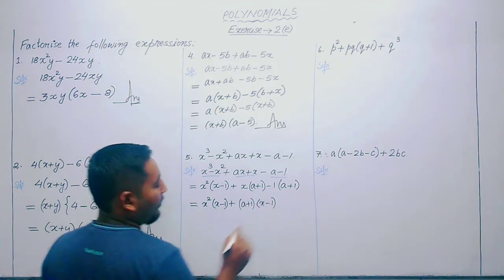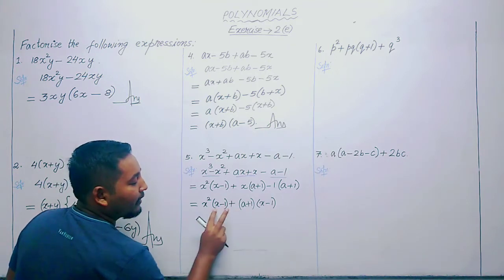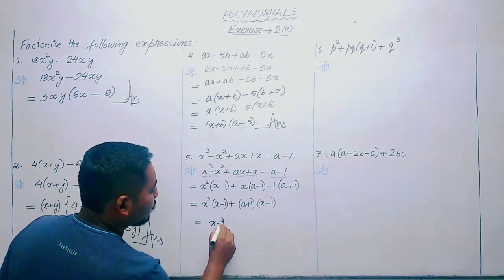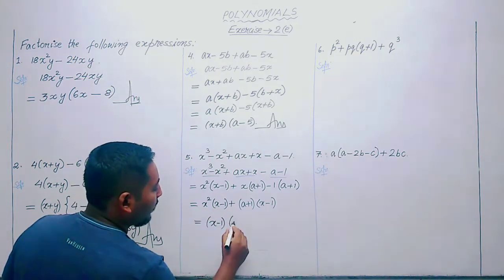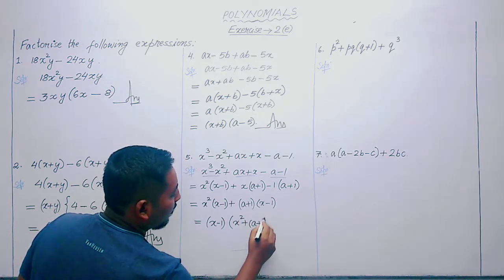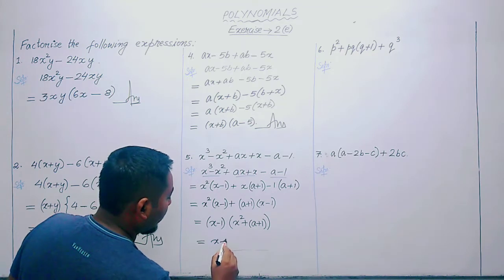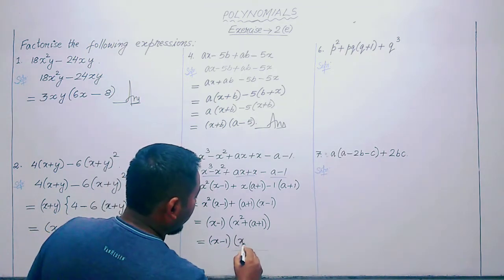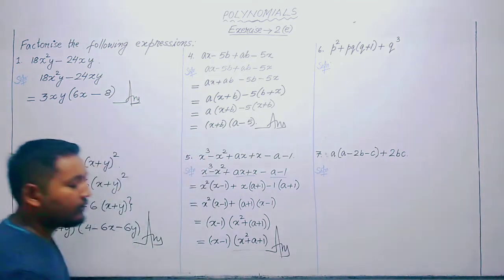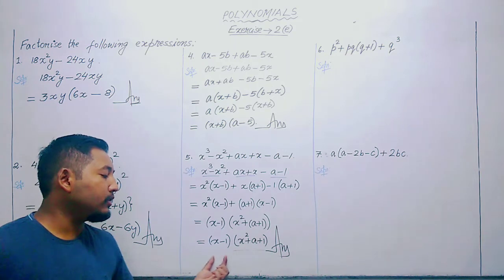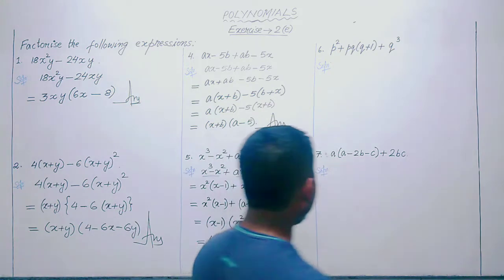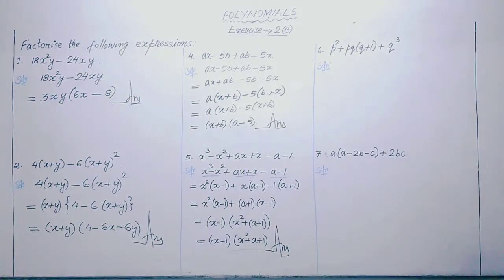minus 1. Now from these two terms again, this and this are common, take it outside. X minus 1. So what is left? X square plus a plus 1. Now you can write down together x minus 1, x square plus a plus 1. That is a product of factors. That is the meaning of factorization. Now let us move on to the next question.